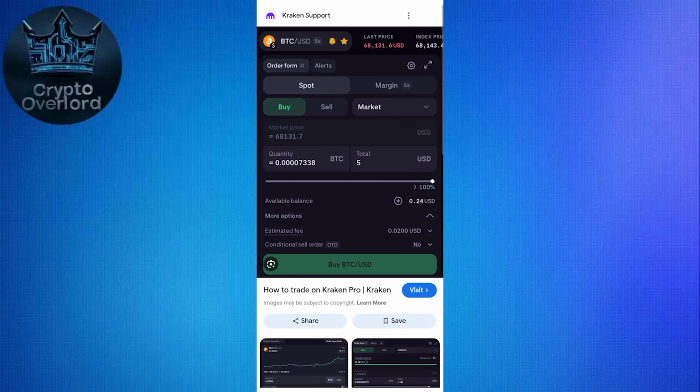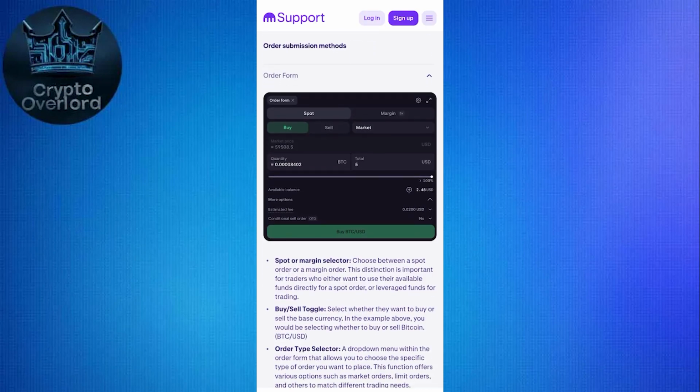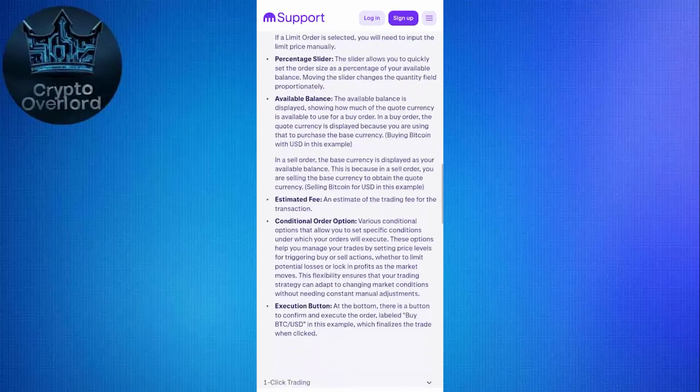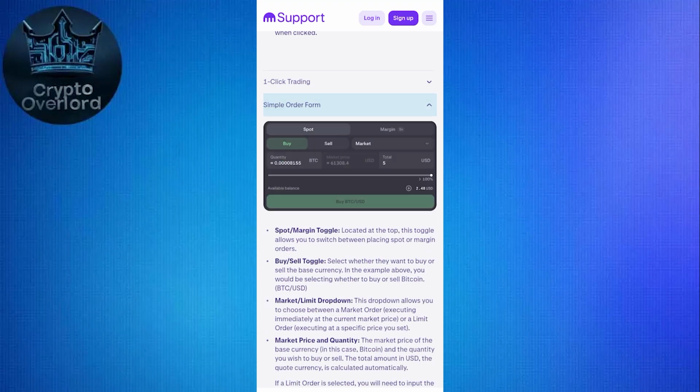When you log into Kraken Pro, the first step is to make sure that margin trading is enabled on your account. You can check this in your account settings under Trading Preferences. Kraken usually requires account verification before allowing margin, and not all regions are supported. So you'll want to confirm your eligibility first.